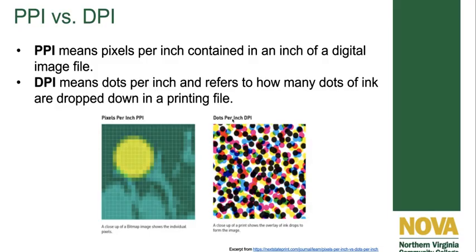And you can see on the right, that's a close-up of a print showing the overlay of ink drops to form that image. And that's in contrast to the image on the left, which is pixels per inch, showing the individual pixels making up that computer image. So you'll hear those two. Sometimes people will use them interchangeably, but there is a difference.